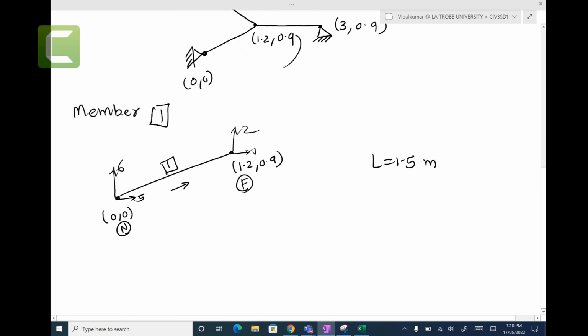So I redraw this element number 1 from the figure. I put the original coordinates 0, 0 and 1.2, 0.9. The length we calculate using the Pythagoras theorem, 1.5 meters. We have the degrees of freedom 1, 2, and 5 and 6. Near node, this location vector: the tail is the near node, the head is the far node, and so on, right? Raise your hand if something is puzzling you.